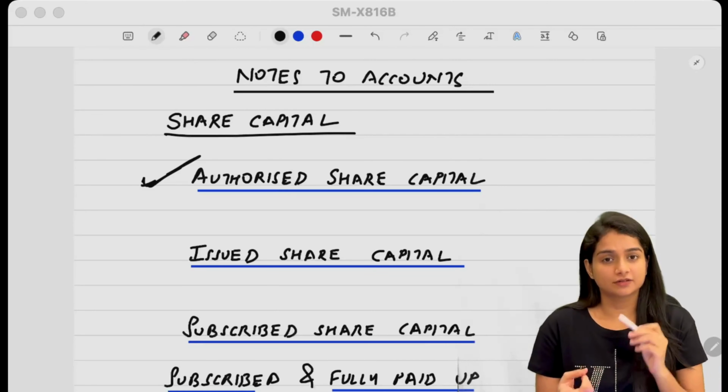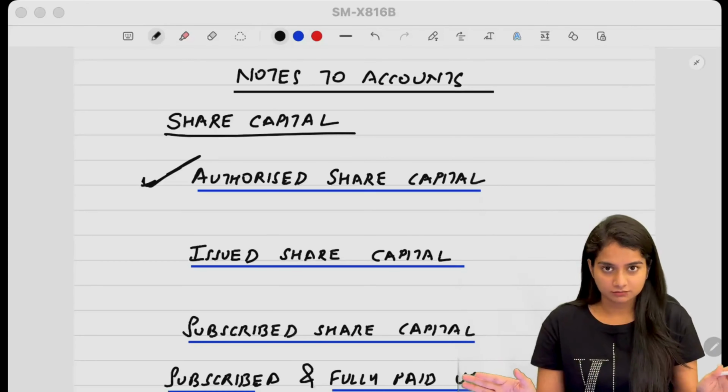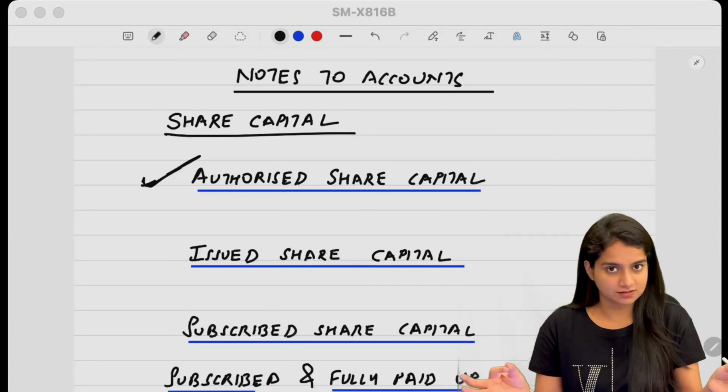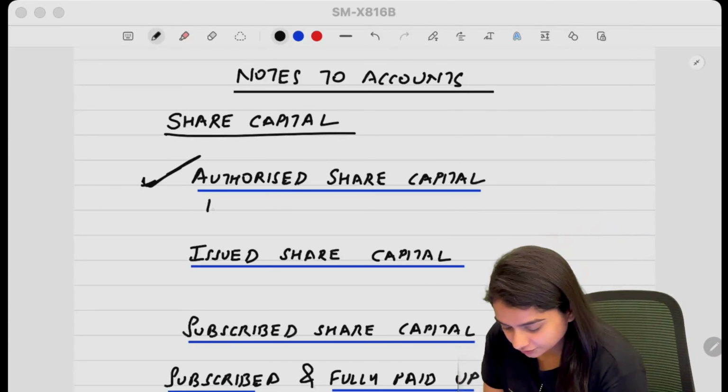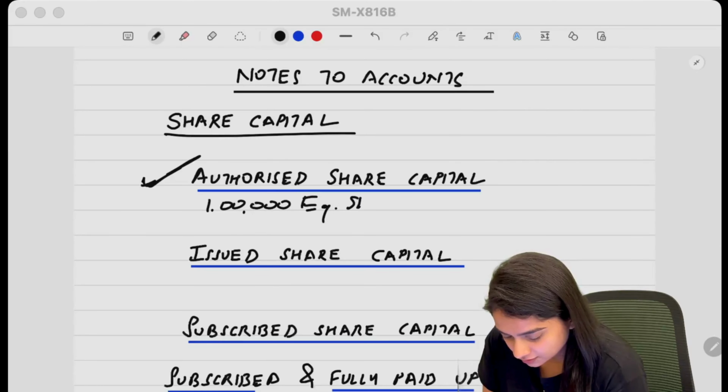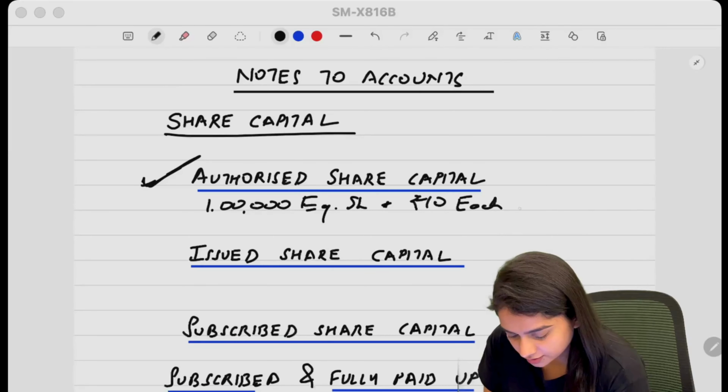Authorized is also known as registered or nominal. Same thing. When you go to the government, get permission, that is it. Authorized, as easy as it gets. Okay, so let's assume that here I'm getting 1 lakh equity shares of rupees 10 each. 10 lakh.